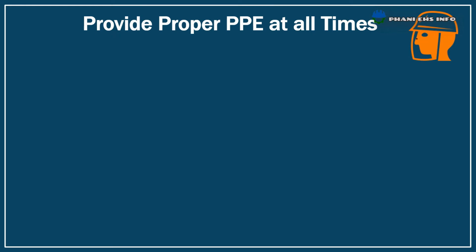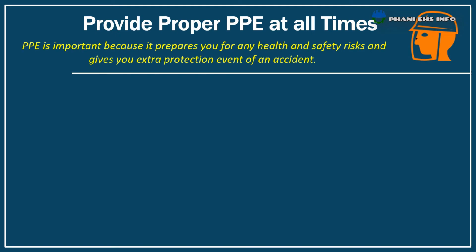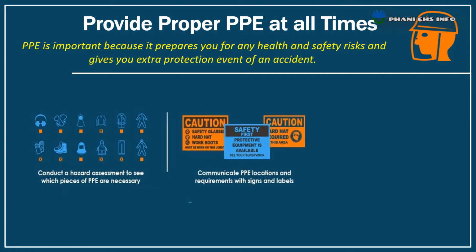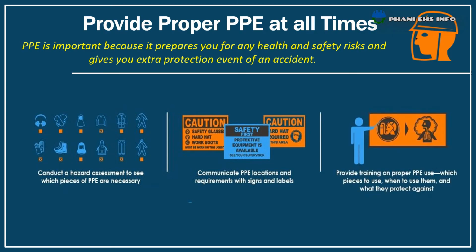Eighth one, provide proper PPE at all times. PPE is important because it prepares you for the health and safety risks and gives you extra protection in the event of an accident. Conduct a hazard assessment to see which pieces of PPE are necessary. Communicate PPE locations and requirements with signs and labels. Provide training on proper PPE use, which pieces to use, when to use them, and what they protect against.